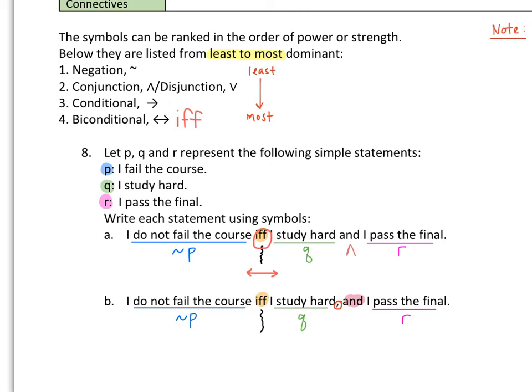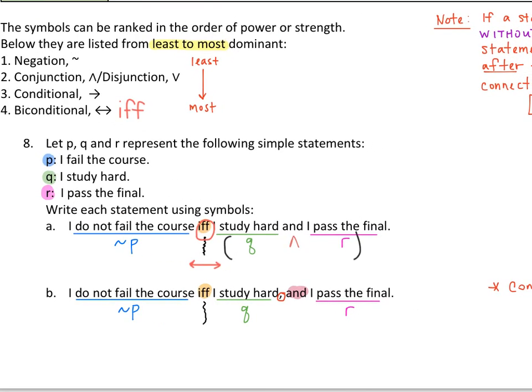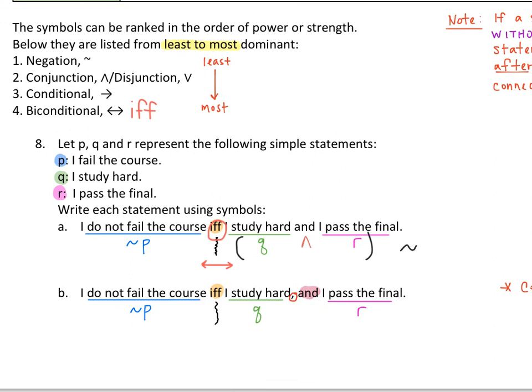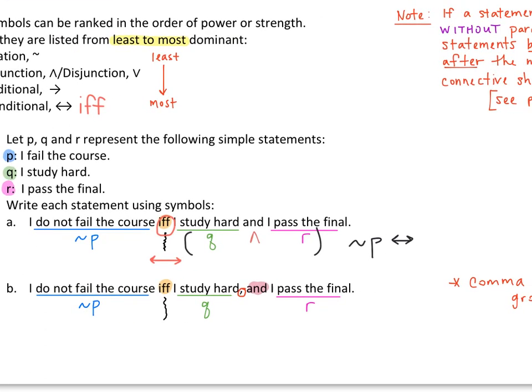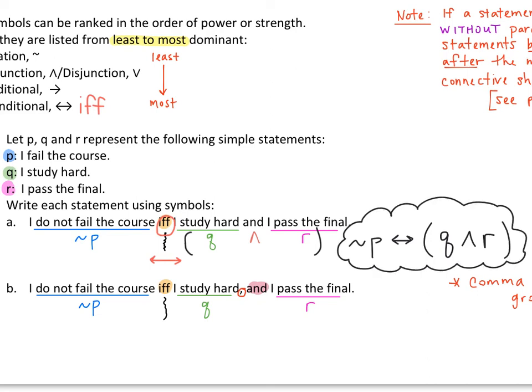Okay, so I see I do not fail the course. That's our not P. We have the if and only if. That's the most dominant. I study hard and I pass the final. So think about where parentheses might go. Okay, hopefully you notice that we're going to group this statement after our most dominant statement there. So our final answer in terms of symbols is going to be not P, if and only if, and now I'm going to use parentheses, Q and R. And we put parentheses around the Q and R.